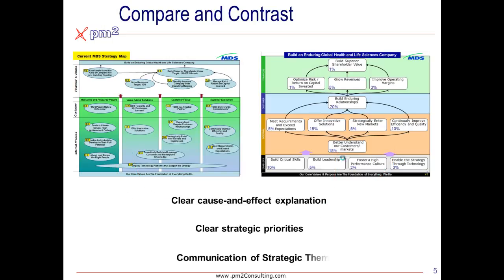Thirdly, we need the ability to communicate a strategic theme. So in this case, we might have an innovation theme, and I can understand how the objectives work together towards that overall innovation objective.